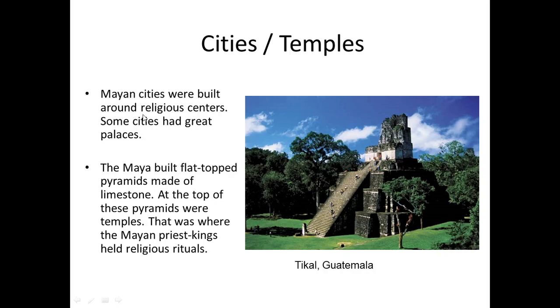Mayan cities were built around religious centers. Some cities had great palaces. The Maya built flat-top pyramids made of limestone. At the top of these pyramids were temples. That was where the Mayan priests and kings held religious rituals. Okay, ito na yun.